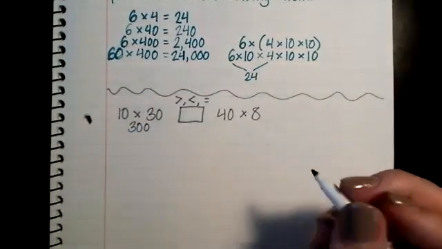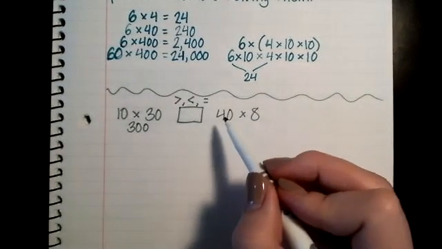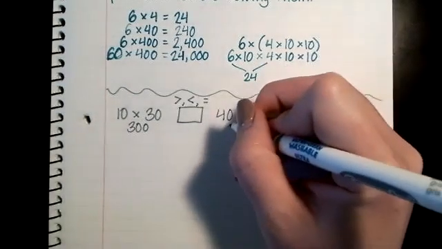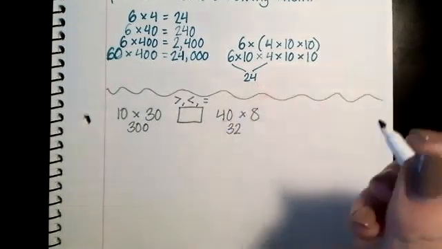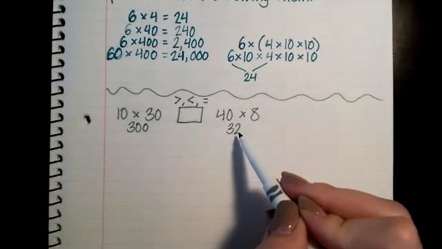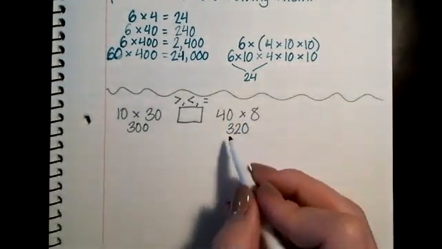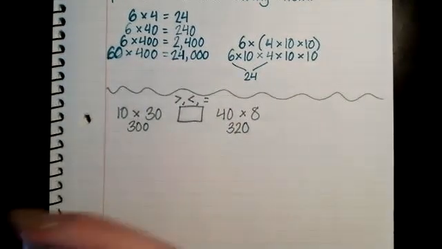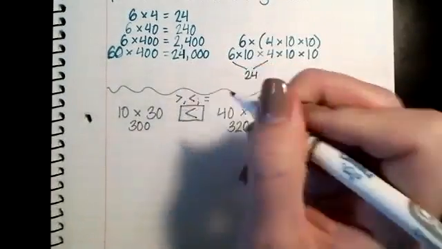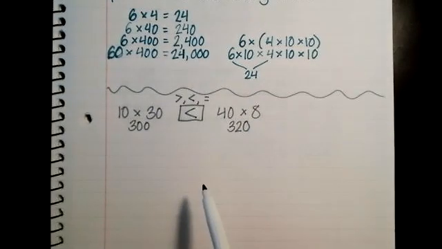Okay, so that's 300. Now on this one, I have 40 times 8. Well, again, I know 4 times 8. That's 32. So I know it's going to be 32 something, but then I have to multiply that by 10, right? 32 times 10, going to move over a place value. Now it's 320. Okay, so now I can see, they're close, but 40 times 8 is larger. So we'd say 10 times 30 is less than 40 times 8.